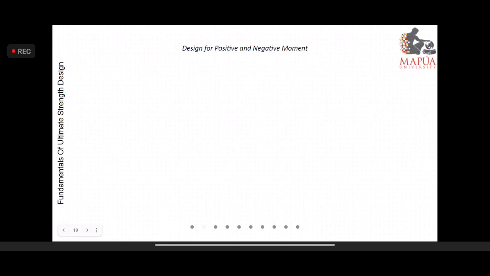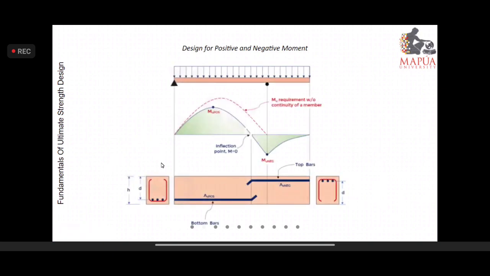So design for positive and negative moment. Well, apparently you know this already from the working stress design principles. So kapag nandito yung positive, ano ba nagmamanifest ang positive moment? Di ba? Naalala nyo, di ba? That indicates concave upward. Ibig sabihin, the main bars must be placed at the bottom. If you are dealing with doubly reinforced, the tension bars will be at the bottom. The compression bars will be at the top.